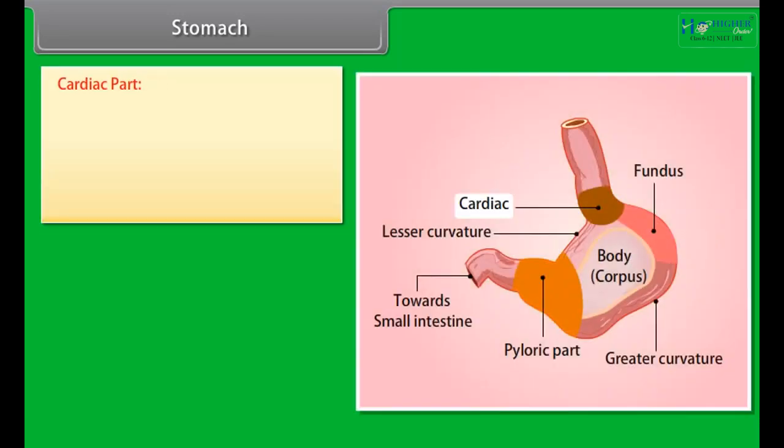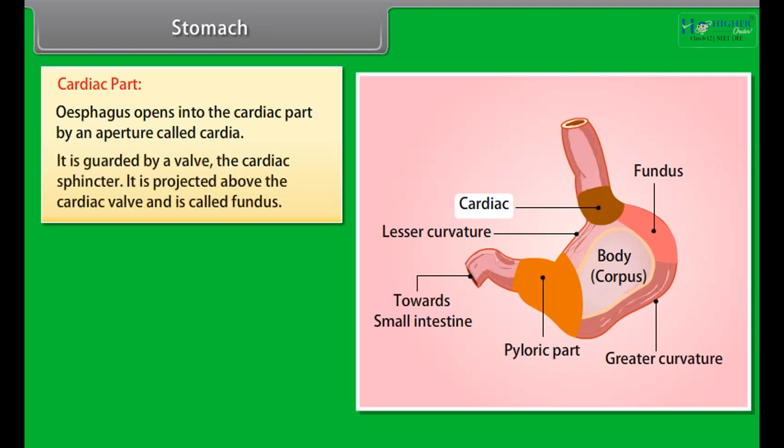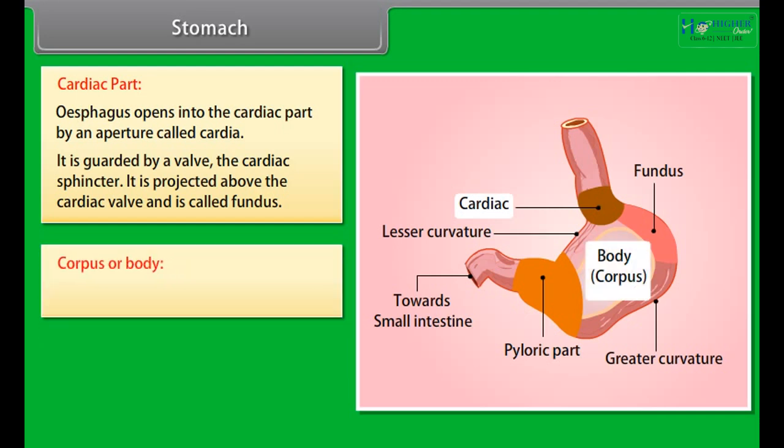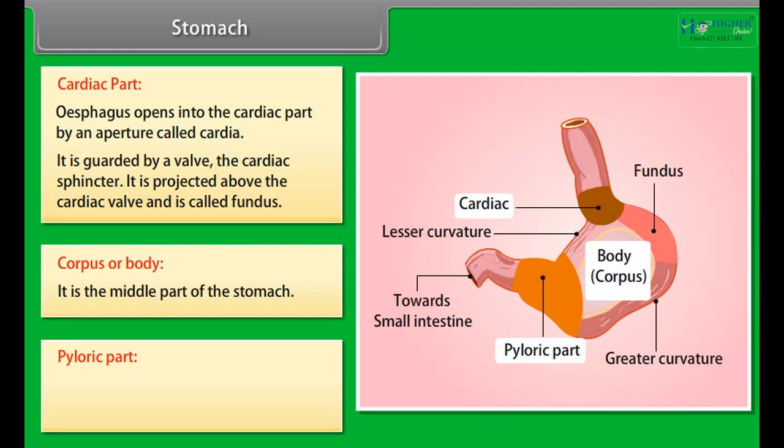Cardiac part. The esophagus opens into the cardiac part by an aperture called cardia. It is guarded by a valve, the cardiac sphincter. The part projected above the cardiac valve is called the fundus. Corpus or body. It is the middle part of the stomach. Pyloric part. It is the lower part of the stomach which opens into the small intestine.